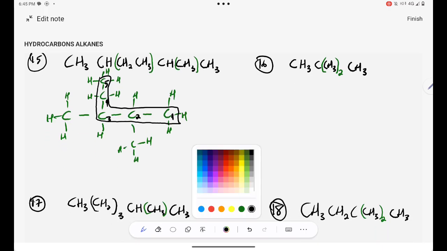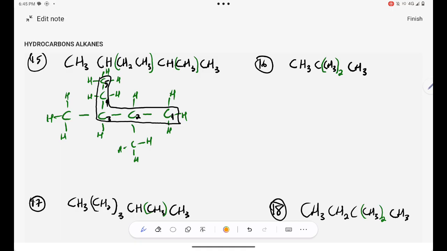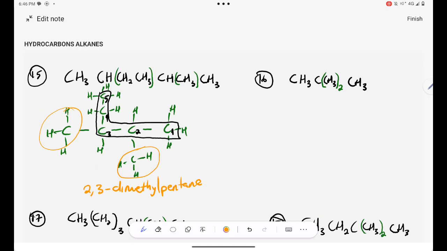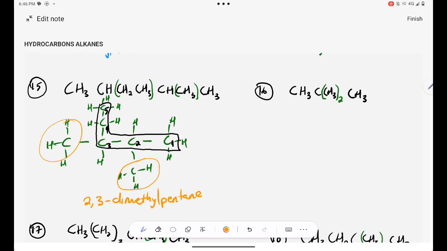Okay, so the IUPAC name for this compound: I know that at carbon number 2 as well as carbon number 3, I have my side chains. So I'll simply say I have 2,3-dimethyl, and then since I have 5 carbons on my parent chain, this will be pentane, 2,3-dimethylpentane.